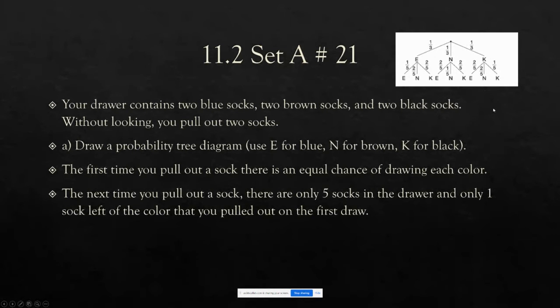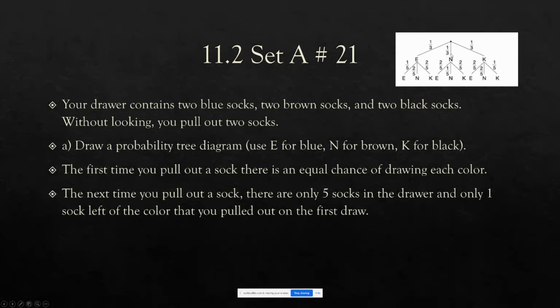The next time you pull out a sock, there's only 5 socks in the drawer and only 1 sock left of the color that you pulled out the first time. So if you pulled out a blue the first time, there's only 1 blue left out of 5. So the probability of drawing a second blue sock is a 5th. And there's 2 browns, so the probability that your second sock is brown is 2/5. And there's 2 blacks, so the probability that the second sock you draw out is black is 2/5.